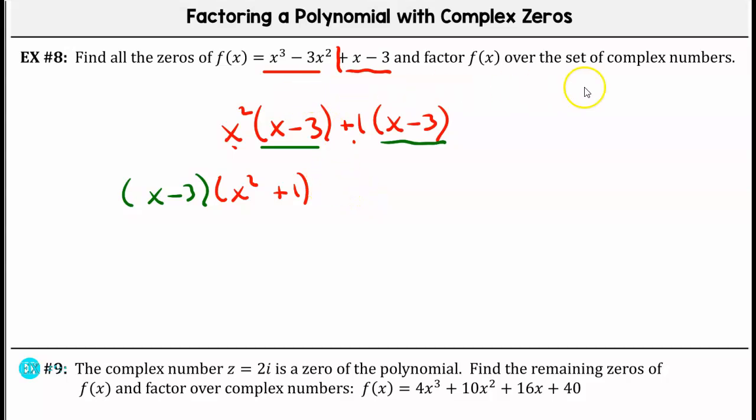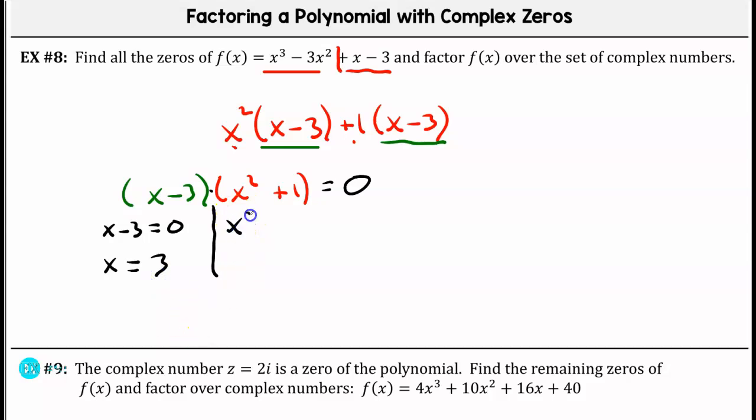All right, and we are trying to find all the zeros, which means where is this equal to 0? So the theorem says that if two numbers multiply together to equal 0, then this equals 0 or this equals 0. So let's just solve these independently. So x minus 3 equals 0, which we get 3.